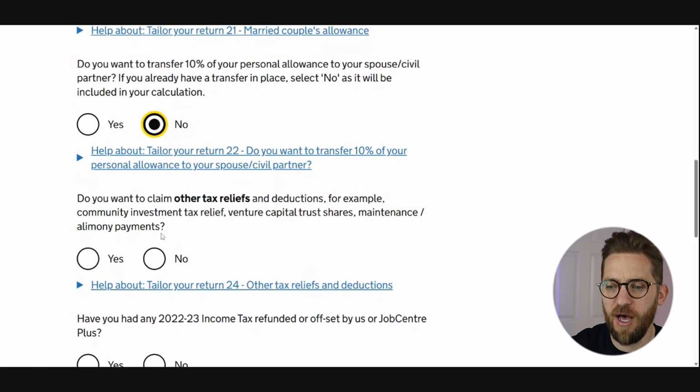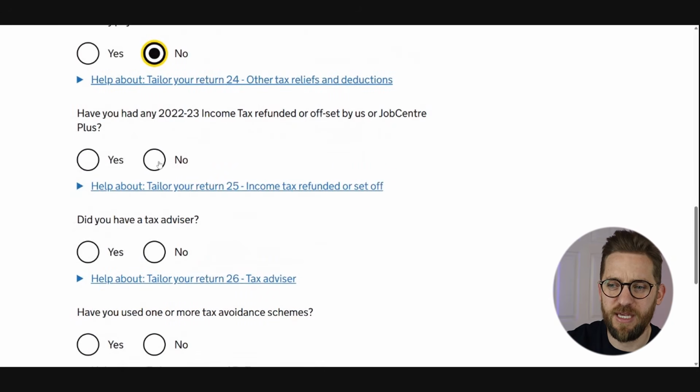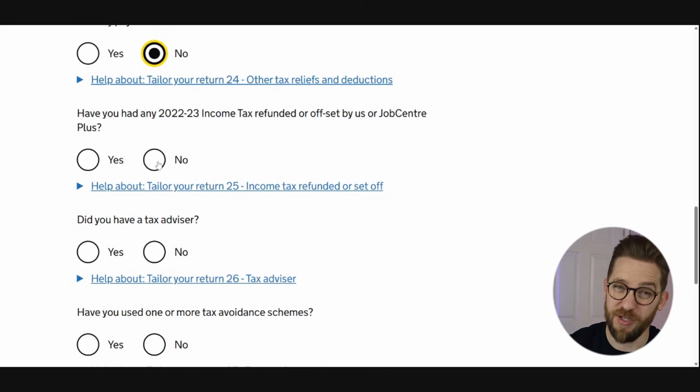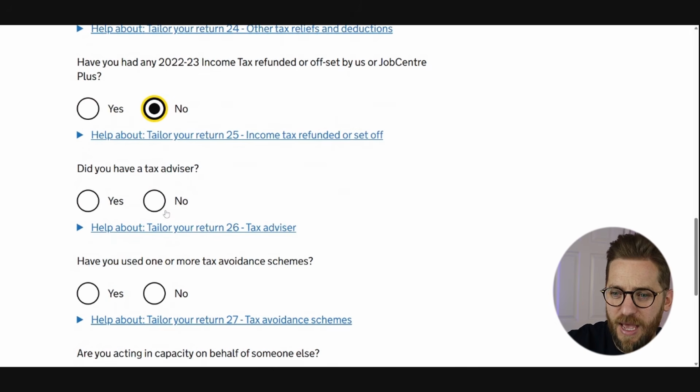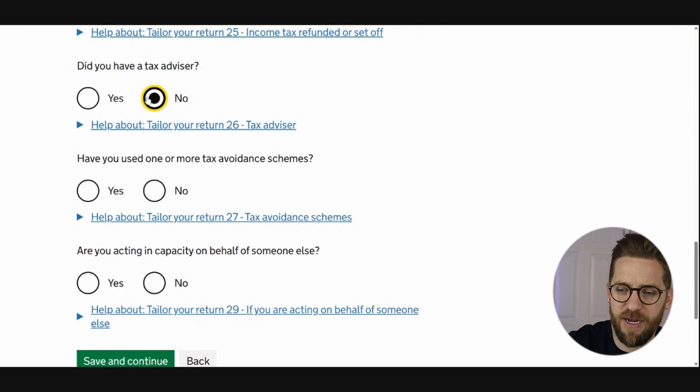Do you want to claim other tax reliefs and deductions? Again, these are less likely, but if you do want to claim any of these, then you would need to declare so here. Have you had any 22-23 income tax refunded or offset by the job centre? Again, this is not talking about universal credit. It doesn't apply here. Did you have a tax advisor? No, but you would declare it here if you did.